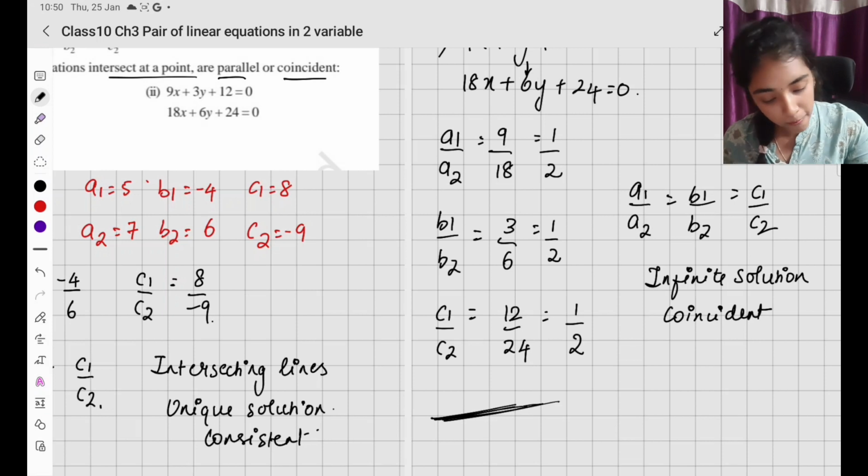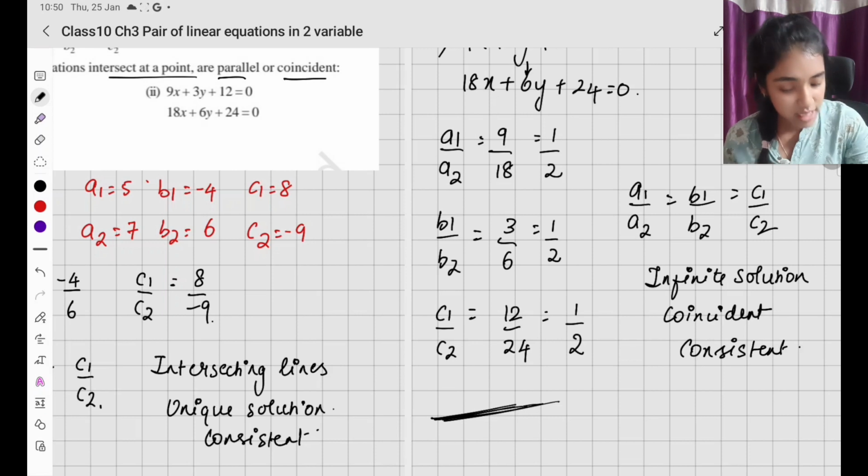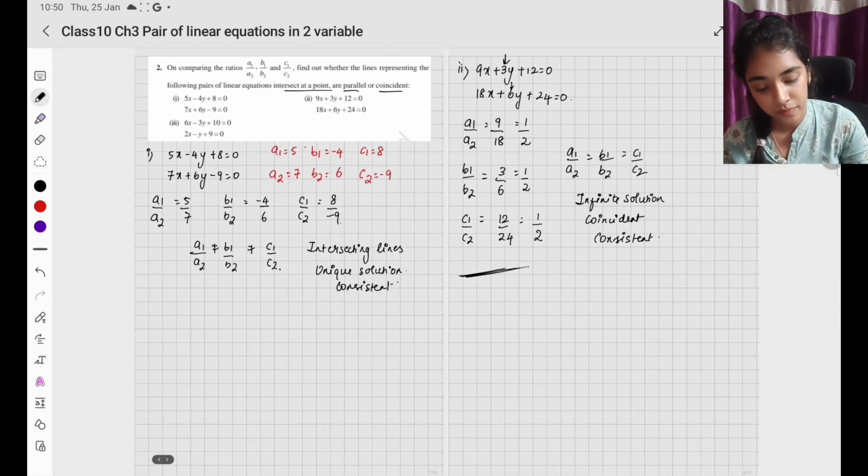Okay. So, this is also going to be consistent. Solution இருக்கு. So, it is going to be consistent. Okay. Please copy.